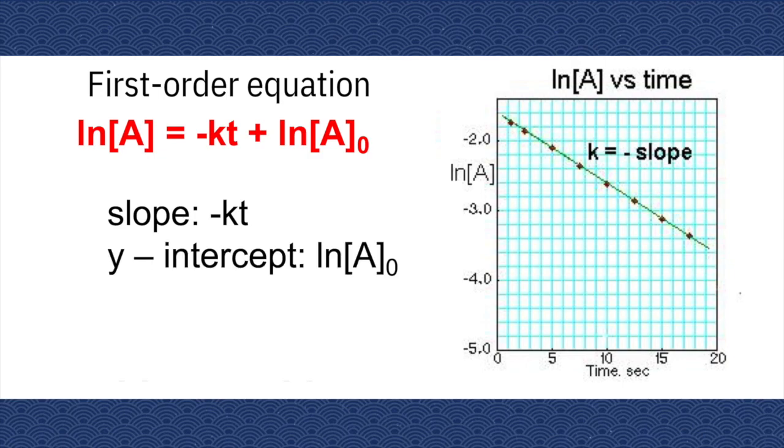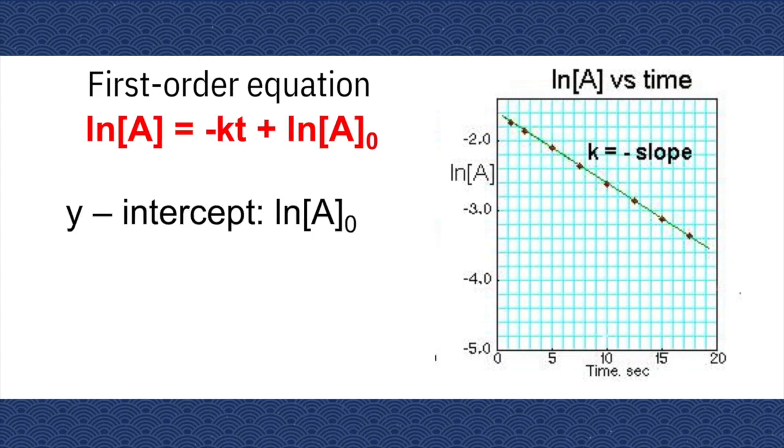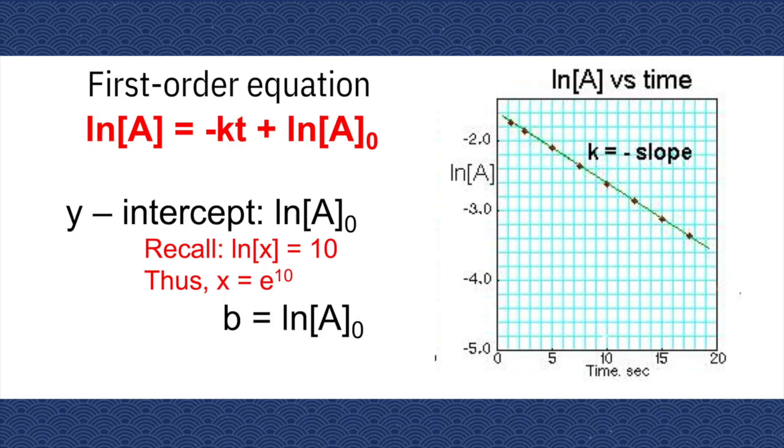The y-intercept is ln A0, and to solve for the actual initial concentration, we have to do the following. Again, recall that ln x is equal to 10 would be x is equal to e raised to 10, e being Euler's number. Applying this, we have b is equal to ln A0. When transposed, it would be A0 is equal to e raised to b. There we have the initial concentration.